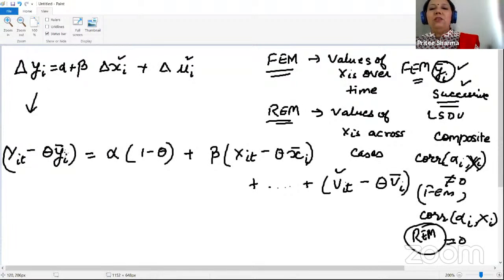Here we are doing the third thing, that is we are differencing with a fraction of the time demeaned value of the variable. This is why we are doing the fraction. That was the question. Why we are doing the fraction is because now, oh sorry, why did I write alpha here?